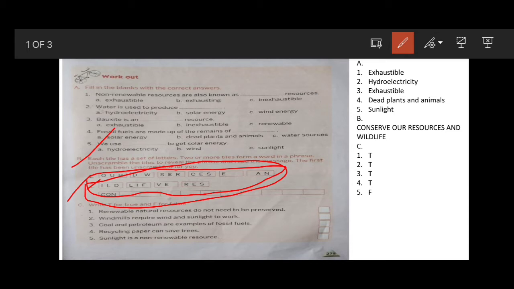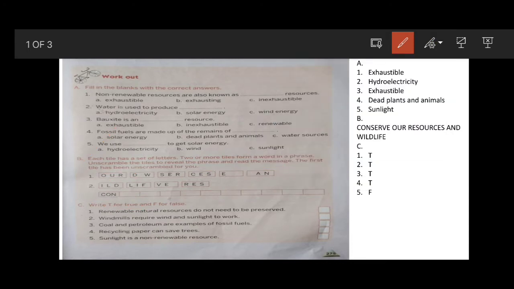Let us check it out with the help of those letters. What phrase we can make? The answer is conserve our resources and wildlife. By using all these letters, we can write conserve our resources and wildlife. This is the answer.